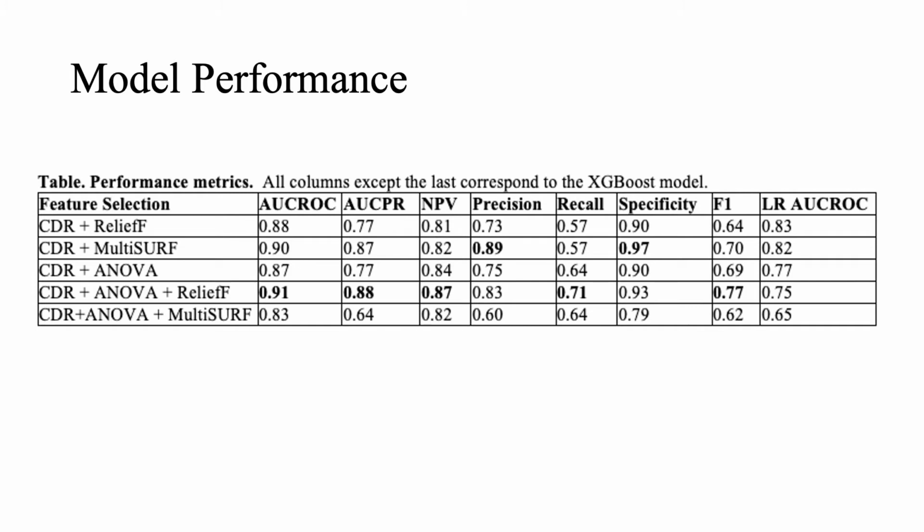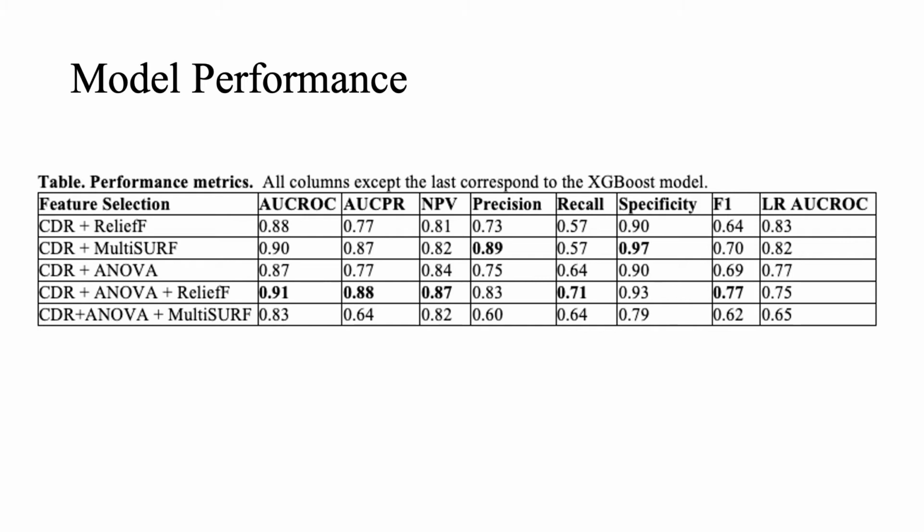CDR stands for correlation-based dimensionality reduction. ANOVA is a univariate statistical test which is used to select features that correlate with the outcome, and ReliefF and MultiSURF belong to a class of algorithms that select the most relevant features based on a distance metric.